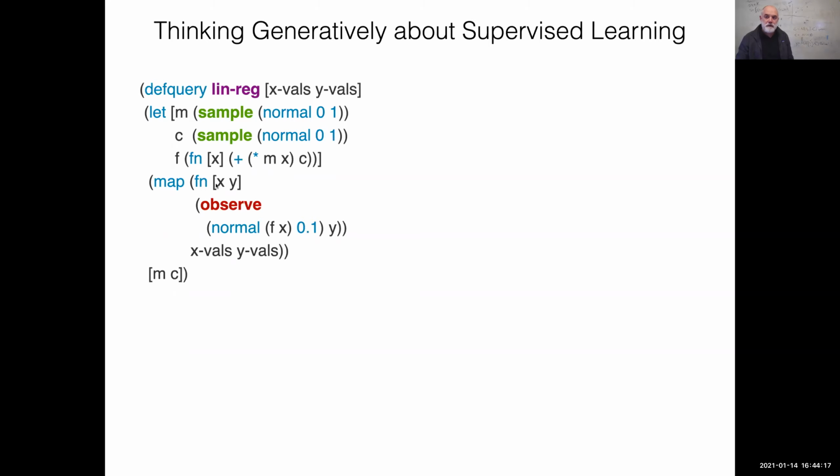And then we map a function, which takes x and y, produces a side effect called observe. This is going to be conditioning under the likelihood, which is normal, about the function applied to x with some standard deviation, where you're observing the value y. You map this function over x vals and y vals, and the return value of this query, the meaning of this expression is the posterior distribution of m and c, the vector of parameters.